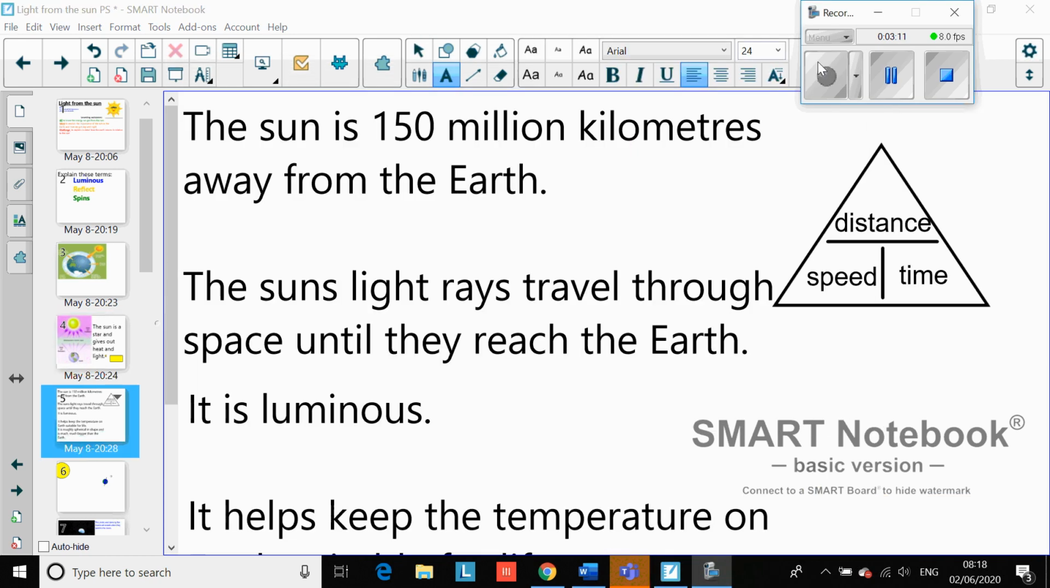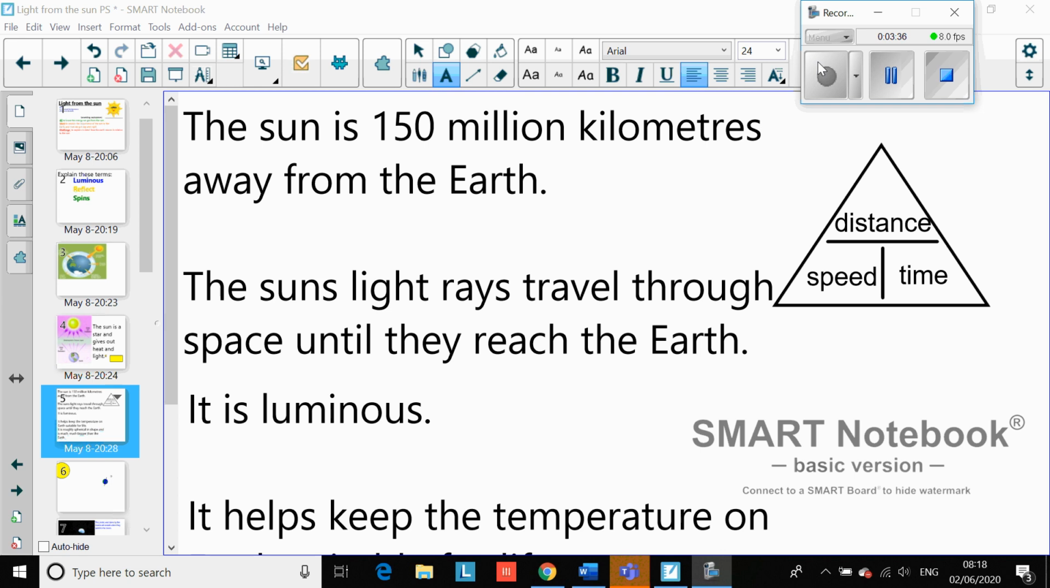Okay, welcome back. Now, the sun is 150 million kilometers away from Earth, and the sun's rays travel through space until they reach the Earth, and it is luminous. That means the sun gives off its own light. That's how we see it. And I'm just going to show you a cool little way of using maths to work out how long it takes for the sun's light to reach us.